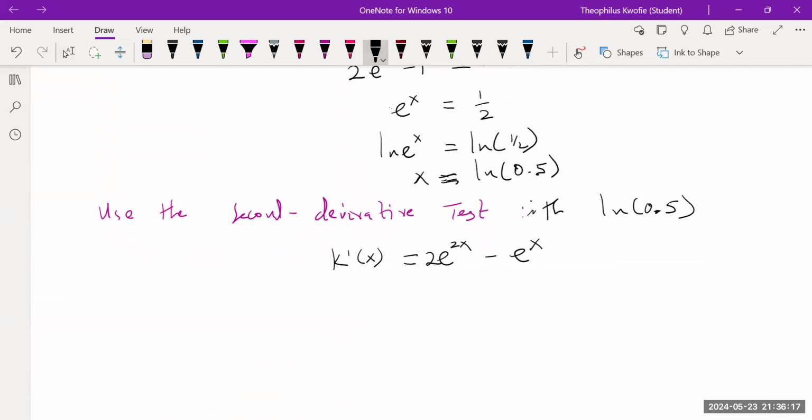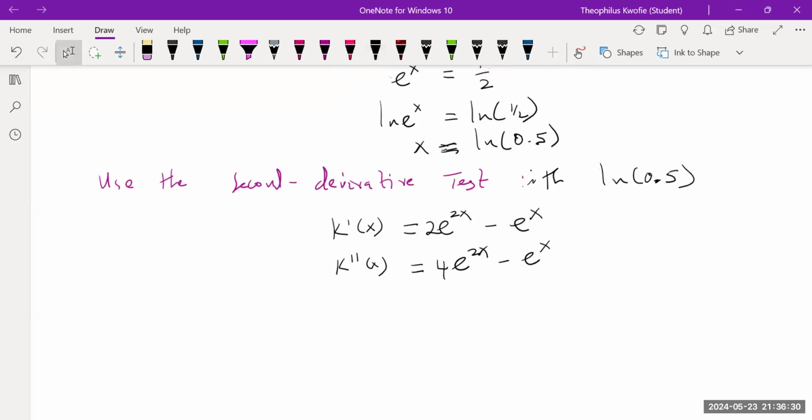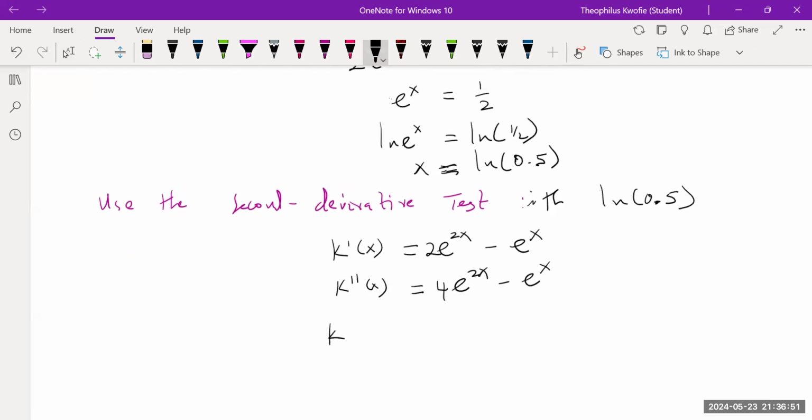All right. So what would be the second derivative? We're going to have 4 multiplying e to the power 2x minus this, right? Now, since we already know our critical value, we just have to plug in and we get our value. Then at that point, we can determine the type of concavity that we can have. Okay, good. All right, so let's evaluate such function at the given value.